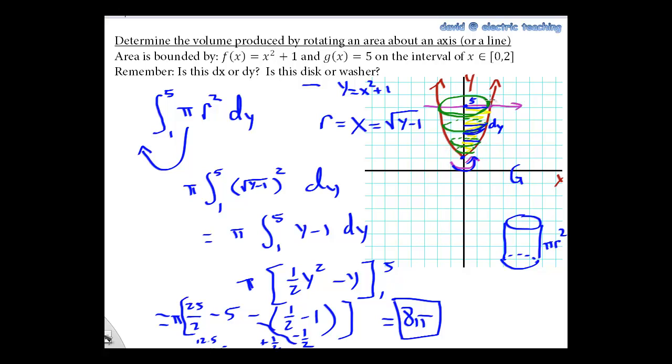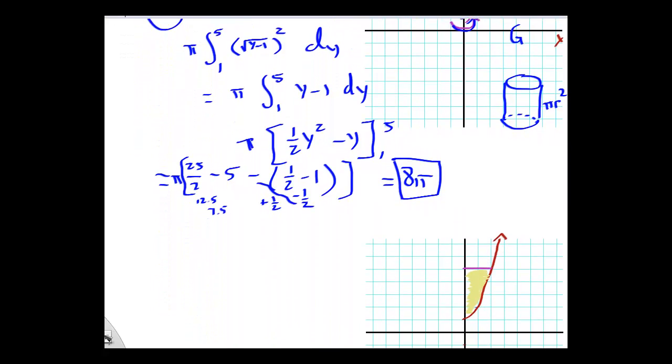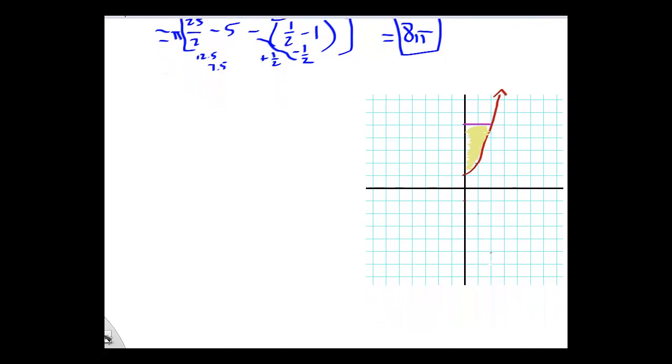We used a disk method since it was solid. It was filled with solid areas. Because we went around the y-axis, and I showed you why there was a dy involved, that forces us to use dy and disk. Remember, this is always the question: dx, dy, disk, or washer. Again, a shell method is also out there, which we'll cover in another video.